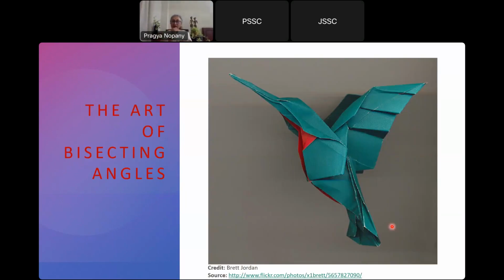Now, this is the art of bisecting angles. Normally in geometry, we are doing it by protractor or by compass. But in the art of paper folding, origami, they have beautiful techniques of bisecting the angles. And this is one such artwork by Brett Jordan, where by bisecting the angles, this beautiful bird has been made. So you can give this idea and make children wonder how, without the instruments also, you can bisect the angles and then put it in such a beautiful shape.